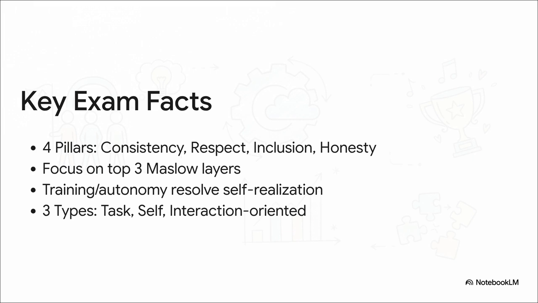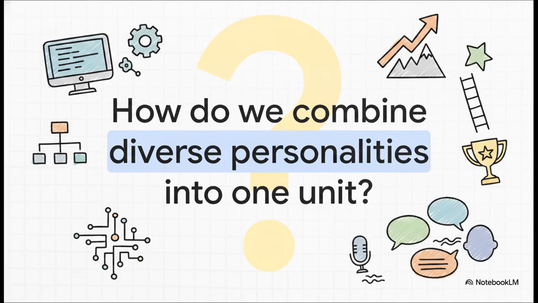Third, remember that because basic needs are met, software managers have to prioritize the top 3 layers of Maslow's hierarchy: social, esteem, and self-realization. Fourth, recall from our case study that providing autonomy and training successfully resolved Dorothy's unmet self-realization needs. And lastly, be ready to define those 3 personality types: task, self, and interaction-oriented. Ultimately, a truly great manager understands that everyone on their team is driven by a unique mix of these needs and personality types, and they know how to balance them to maximize productivity.